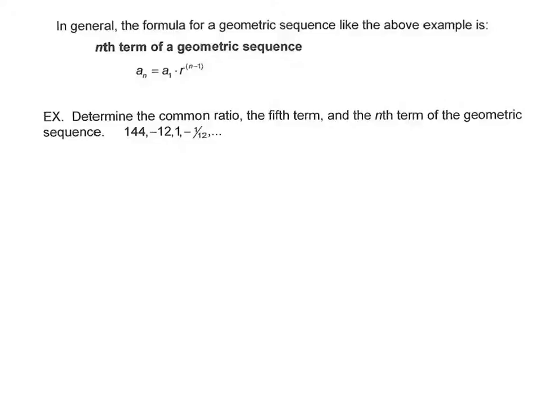In general, the formula for a geometric sequence, like the one we just looked at, is this. The nth term of a geometric sequence is a sub n equals a sub 1 times r to the power of n minus 1. So we want to determine the common ratio, the 5th term, and the nth term of the geometric sequence. So the common ratio first, r, is equal to, and we'll just do the second term divided by the first term. -12 divided by 144, reduced down, that would be -1/12.